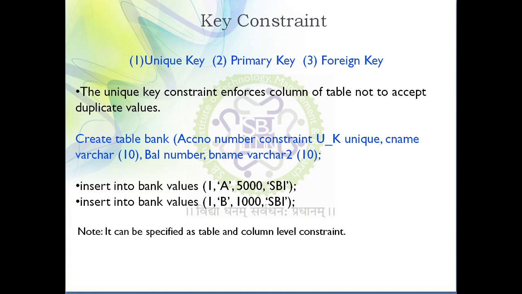Whenever you feel that a particular attribute value should not be repeated, you need to apply a unique constraint. And finally, note that it can be specified as a table level or a column level constraint. There is no restriction that it should only be table level or column level; it can be both. Next, we demonstrate it with the help of LiveSQL.